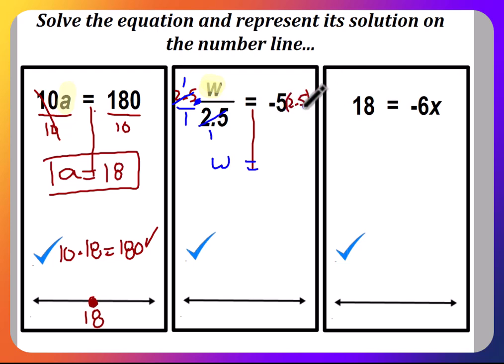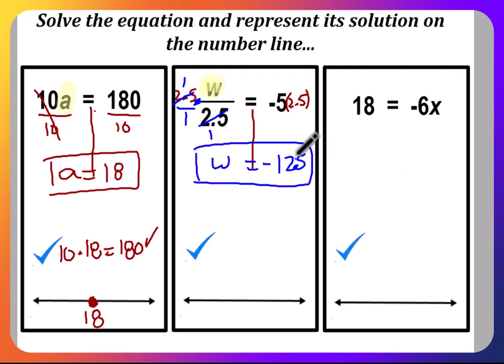Negative 5 times 2.5. Well, we know it's going to be a negative because a negative times a positive is a negative. And I think of 25 as being a quarter, 25 cents. 5 quarters is $1.25. How many decimals do we need? Just 1. So it's a negative 12.5.